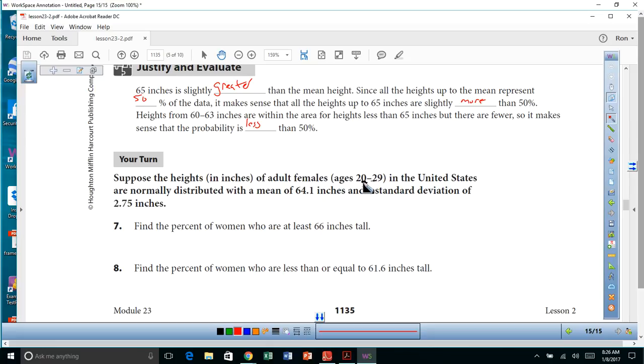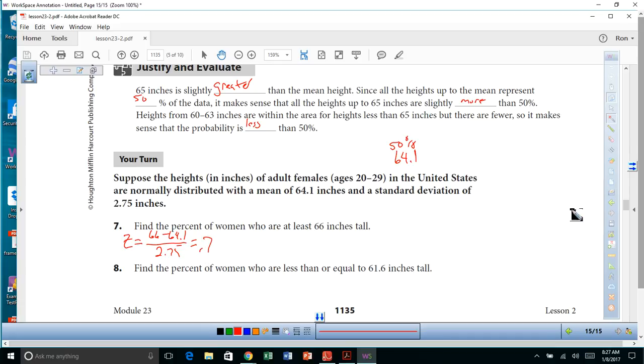Suppose the height in inches of adult females 20 to 29 in the United States are normally distributed with a mean of 64.1 inches and a standard deviation of 2.75 inches. Find the percent of women who are at least 66 inches tall. So it's going to be a little bit more than 50% because 50% is 64.1 inches, right? So Z equals 66 minus 64.1 over 2.75, and that's about 0.7.